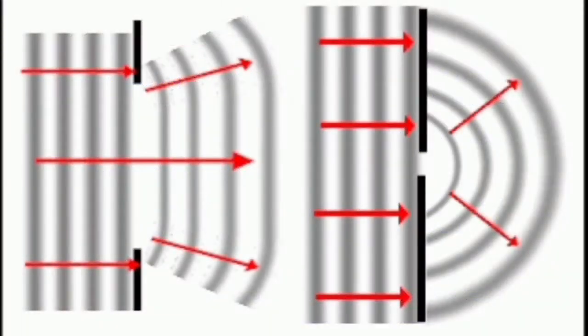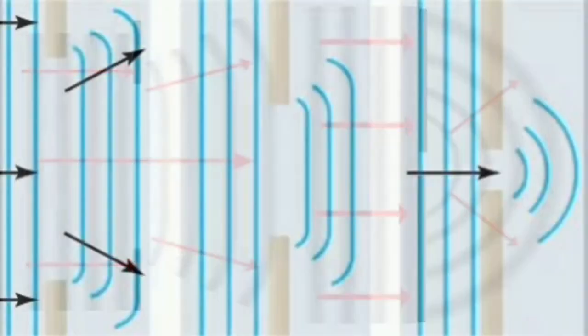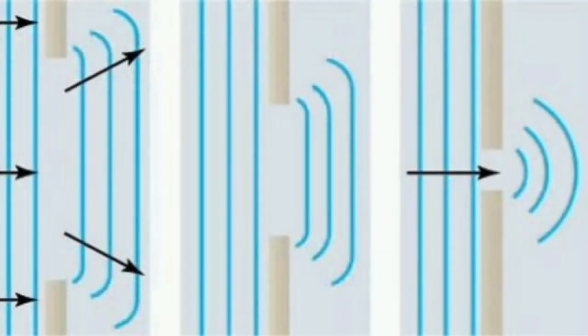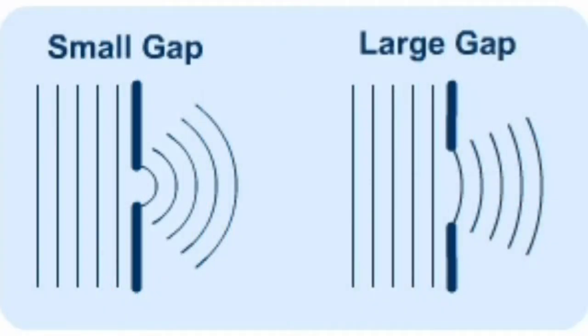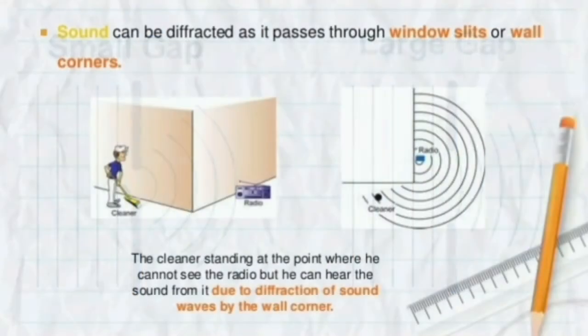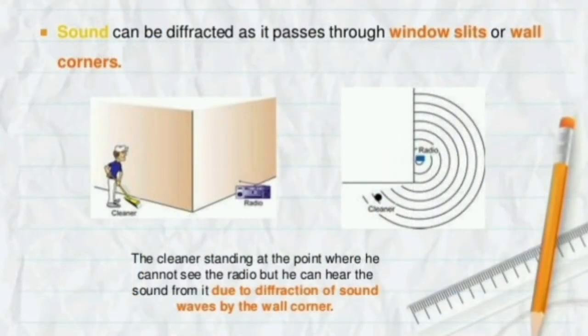Here you can observe that if the distance between the wavefronts and the gap is quite the same, then the diffraction pattern is more prominent. And when the gap is quite large compared to the wavefronts, you can observe that the diffraction pattern is less prominent. Sound can be diffracted as it passes through window slits or wall corners.